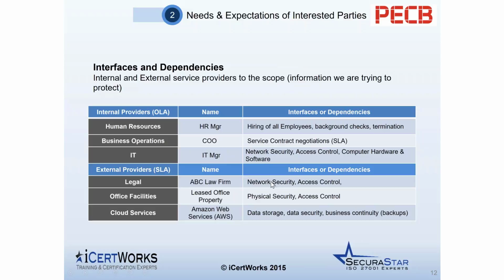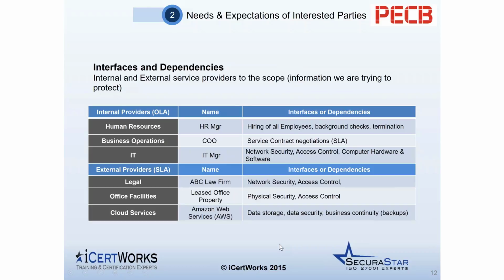The dependencies here, we're going to list as network security, access control. If you're renting an office space from somebody, you might have physical security or access control that's outsourced to the company you're renting it from. And then cloud services, of course, you're relying on Amazon for data storage, data security, business continuity, and you may be leveraging their ISO 27001 certificate or their FISMA FedRAMP certificate as part of your security. Okay, so these are all the things we're going to consider when we look at scope.